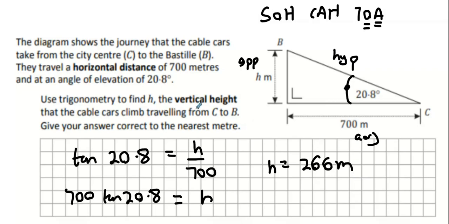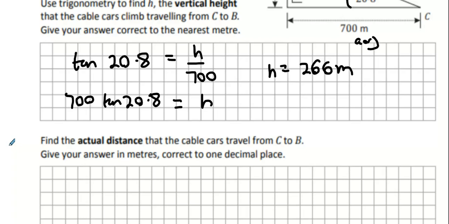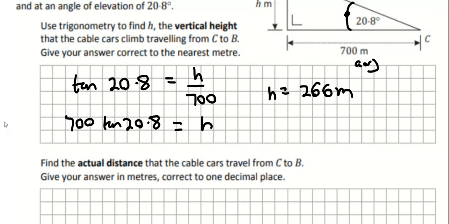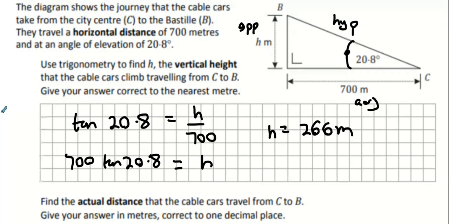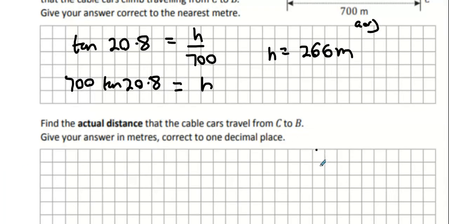Okay, guys. Now, let's have a look at the next one. Find the actual distance from C to B. Lads, does anybody see C to B here? We could use Pythagoras' theorem pretty quickly, couldn't we? Would everybody agree that's 266? And that's 700? So that's 266. That's 700. And everybody agree that C to B is the distance x.